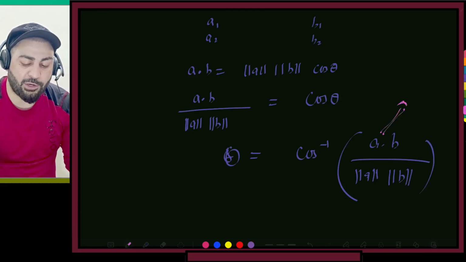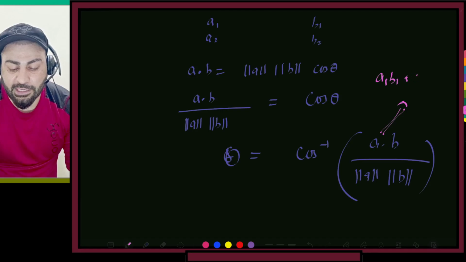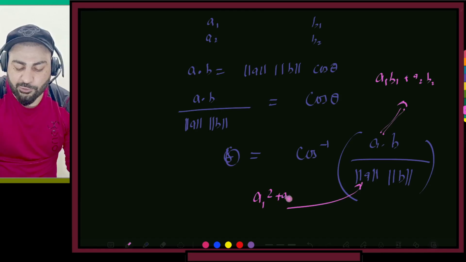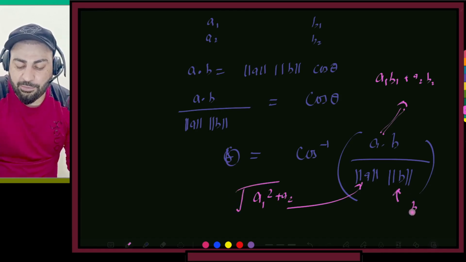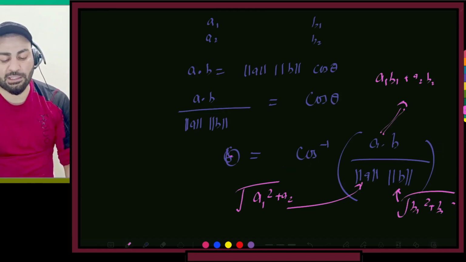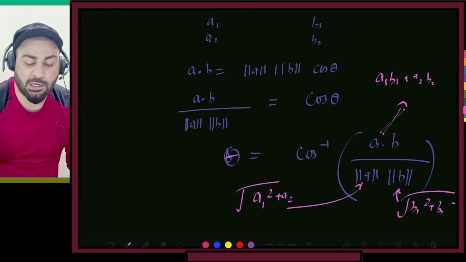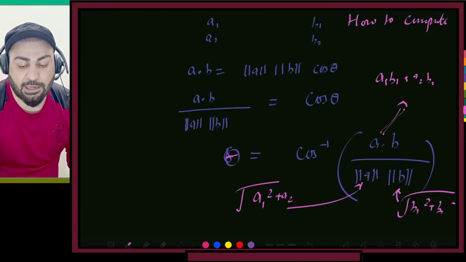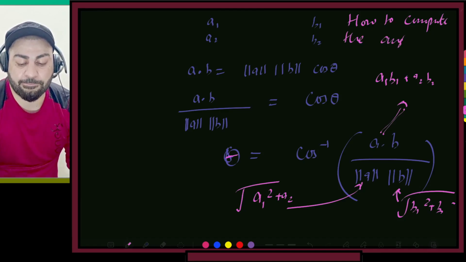You know how to compute a dot b: this is a1 b1 plus a2 b2. You know how to compute the magnitudes: this is the square root of a1 square plus a2 square, and this is the square root of b1 square plus b2 square. Then if you apply cos inverse of that, you will get theta, the angle between them. So this was how to compute the angle between vectors.